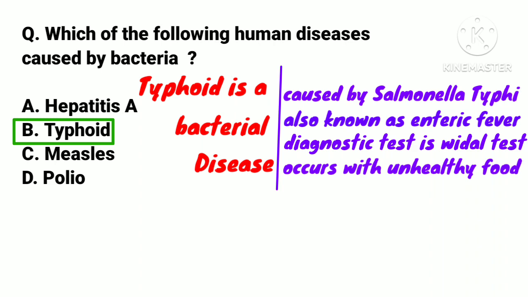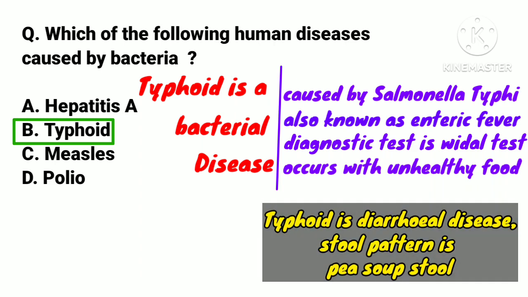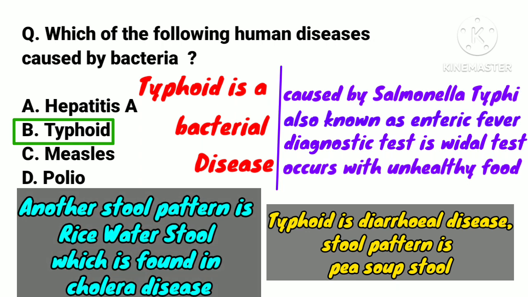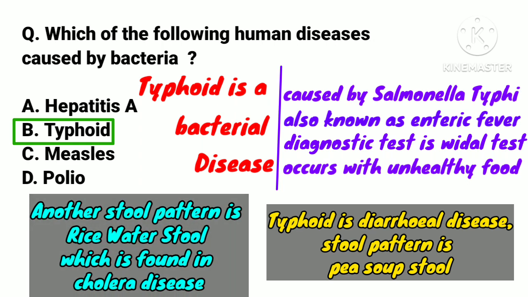It occurs with unhealthy food ingestion. Typhoid is diarrheal disease and its stool pattern is pea soup stool. Another stool pattern is rice water stool, which is found in cholera disease.